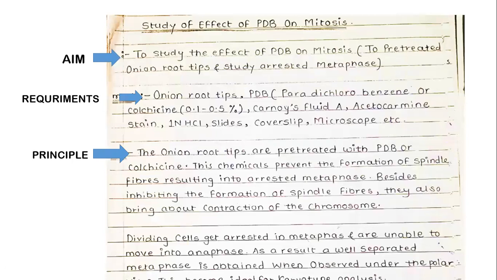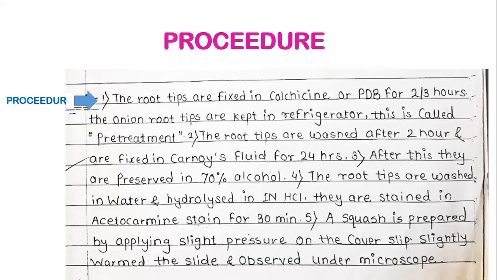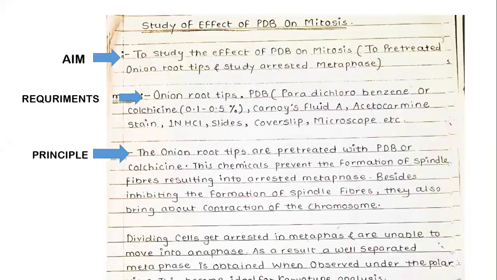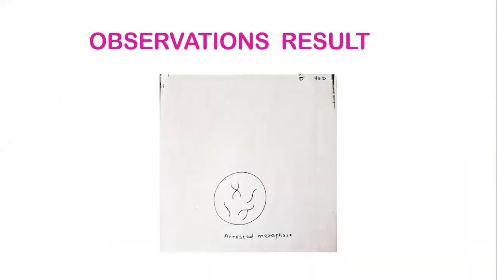If your college becomes offline, we will be doing this practical, same as you have done for FY and SY. Ready-made root tips I will give you. Only prepare the slide for normal mitosis. And what you have to show? You have to show this slide to the examiner, showing arrested metaphase. So this is today's experiment to study the effect of PDB on mitosis, that is, pre-treated onion root tips, and study arrested metaphase. I hope you have followed the procedure properly.